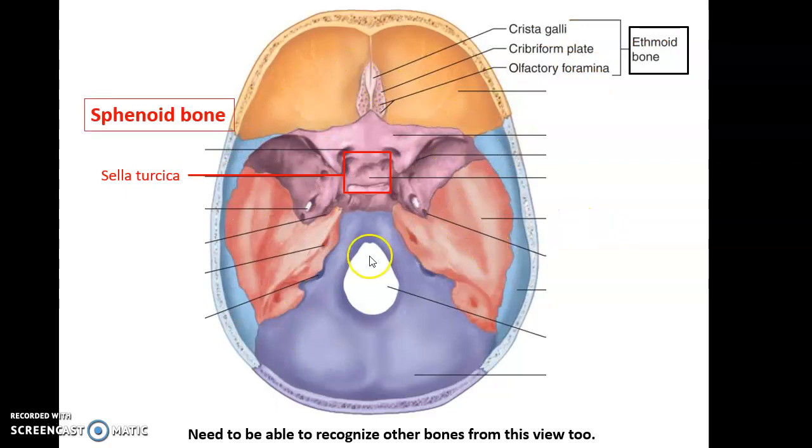All right, again, looking into the skull after cutting the top off, this portion here is the sphenoid bone. And the sphenoid bone has this little depression here called the sella turcica. Temporal bone, occipital bone.